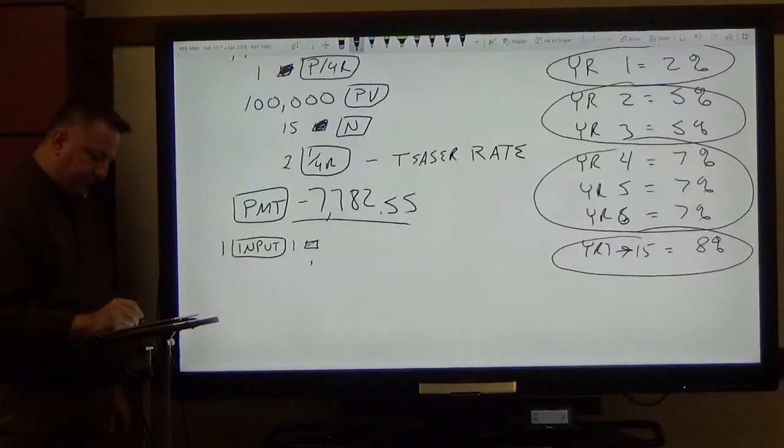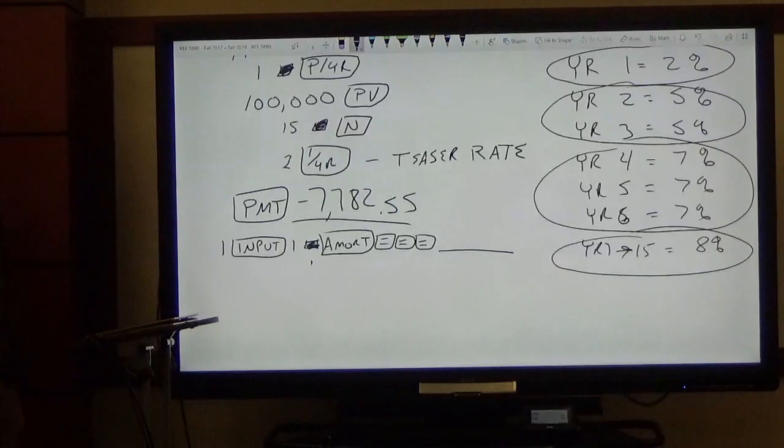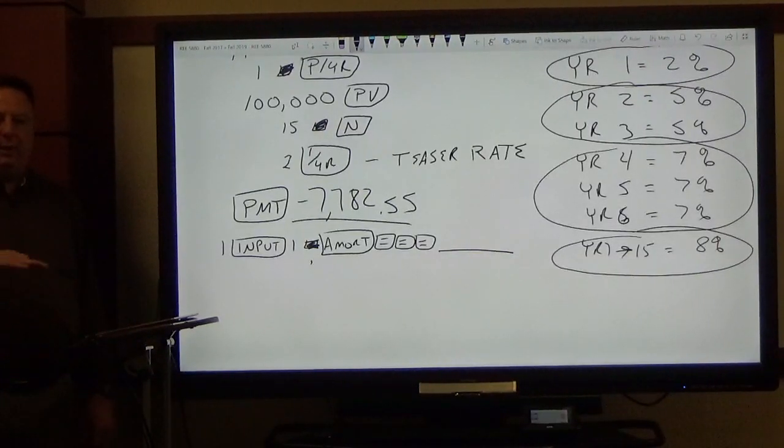Okay. 1 input 1, shift, amortize. And all we're looking for here is the ending balance. So we're just going to go ahead and put 3 equals to give us the balance. Okay? And once we've got that, we're only looking for the balance. We don't need the interest or the principal for this piece of it.